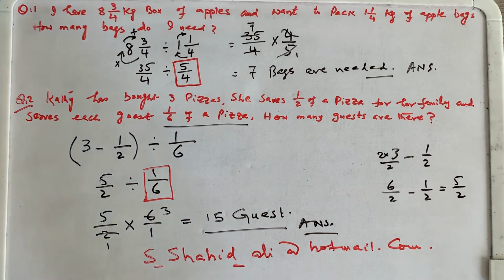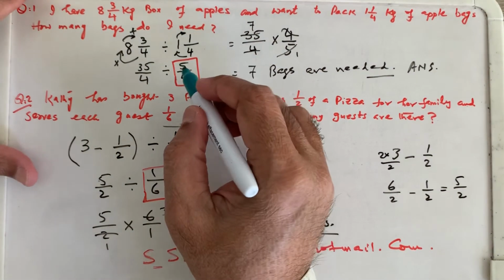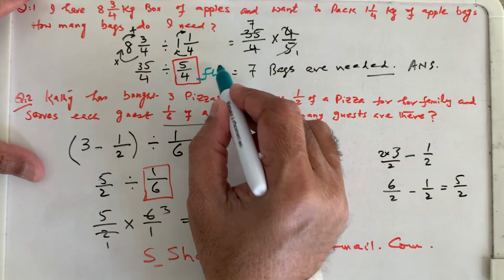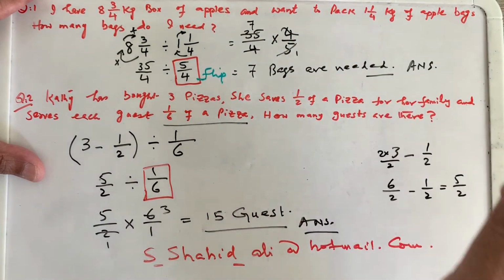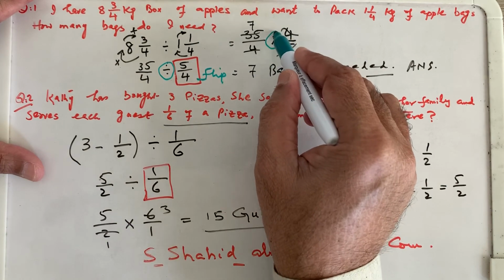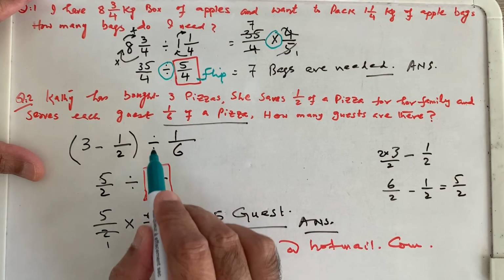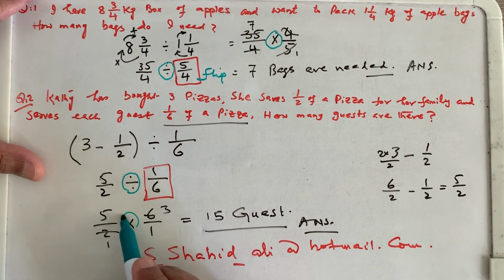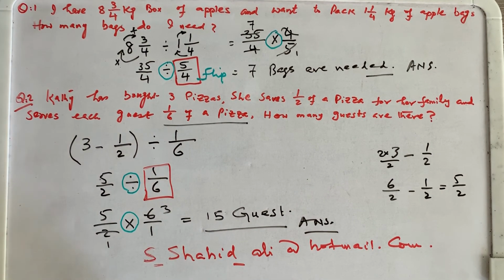So what we learn is this thing which we have in red, we have to flip it, right? When there is a fraction, we flip it with the sign of multiplication. So we flip it and change the sign. This was division, now we have multiplication and we flip it. Here again, this is my division, I flip it, and then this is my multiplication. So this is how we divide the fractions, right?